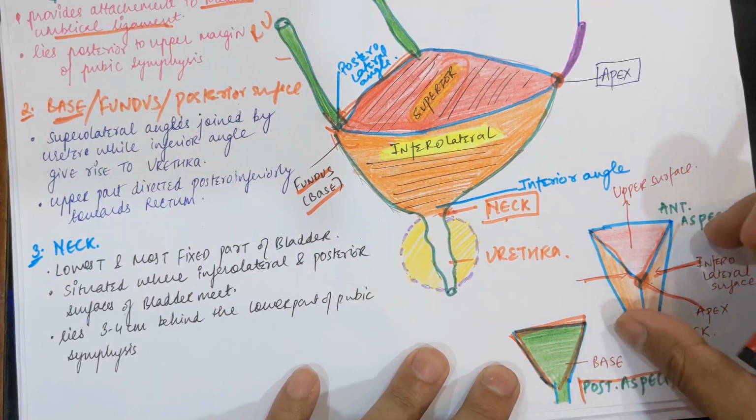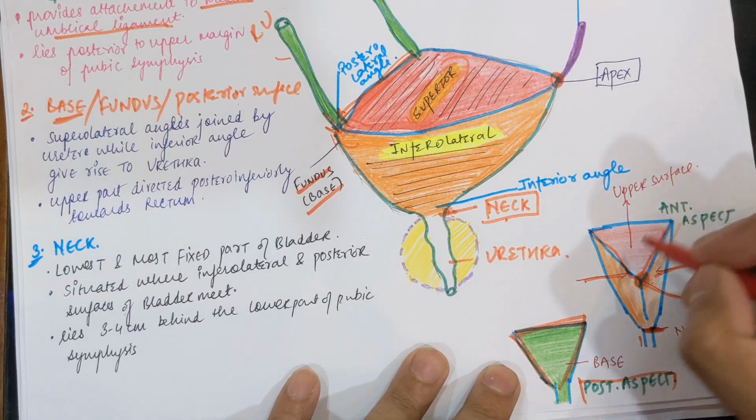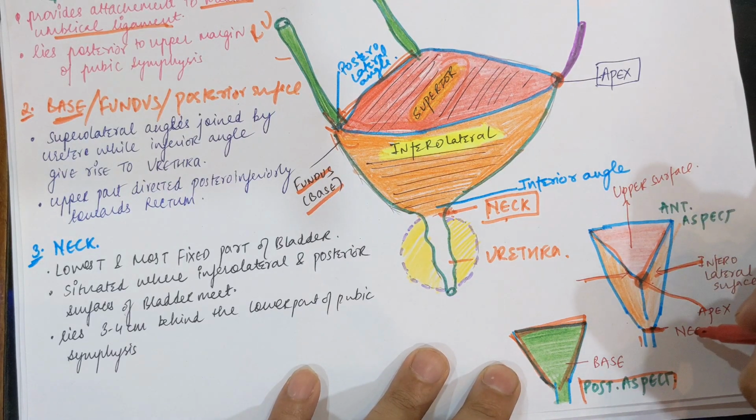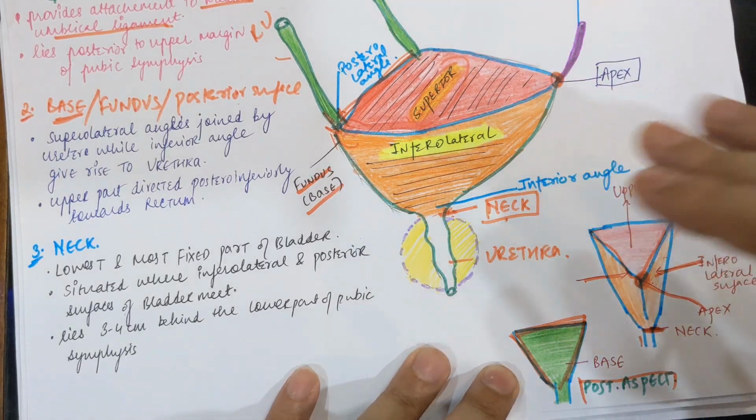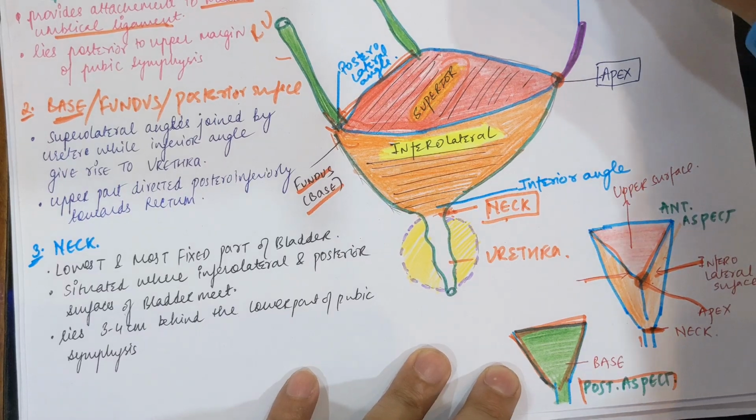So this is the basic sketch that you can remember. This will be the anterior aspect: apex, neck, and these sides will be the inferior lateral surfaces. From the upper side you will see the superior surface, okay. So this was your bladder anatomy.